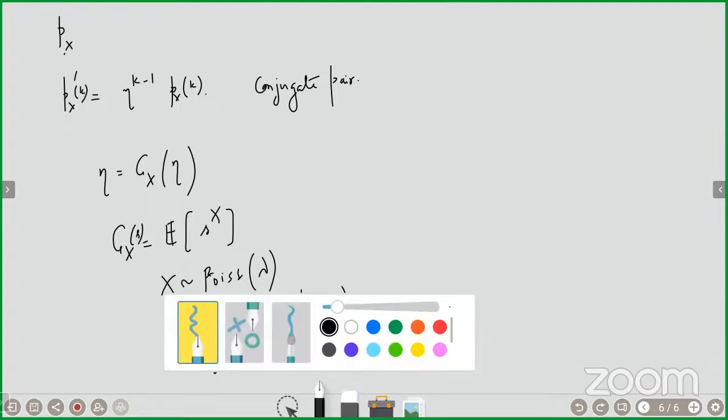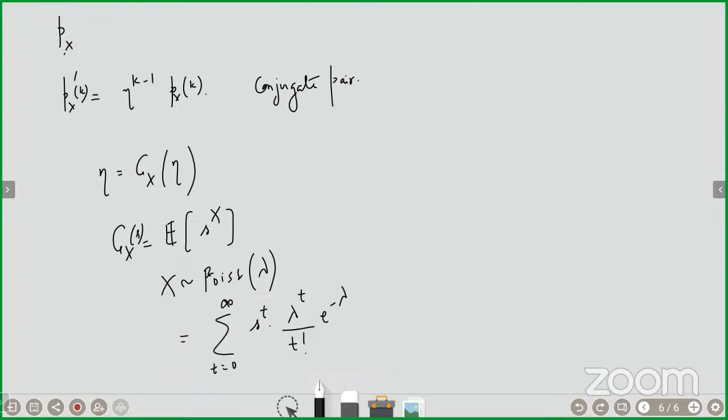This is a nice form. Exponential of lambda times (s minus 1). Minus lambda. No, exponential of lambda times (s minus 1). That is in fact correct. Now if I put it back in my eta equals g_X of eta equation, what do I get?